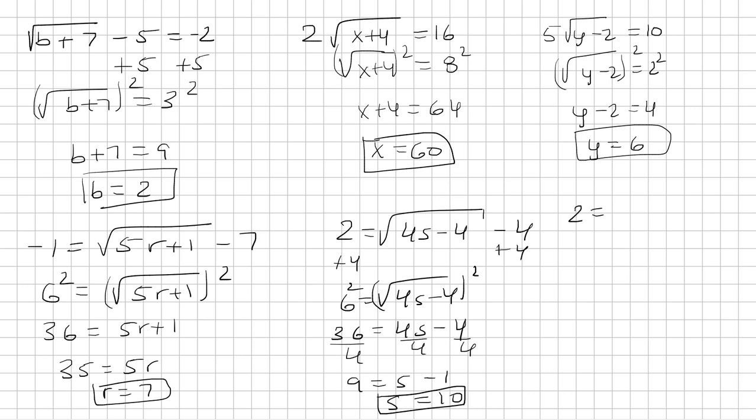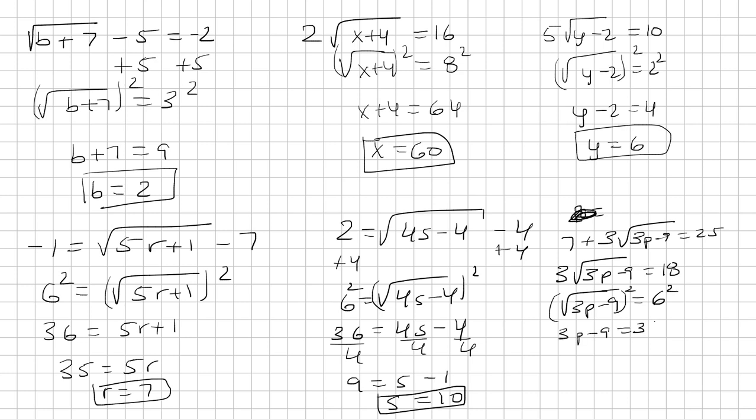Okay, next one is 7 plus 3 times the square root of 3p minus 9 is equal to 25. We'll subtract 7 on both sides. We have 3 times the square root of 3p minus 9 is equal to 18. Dividing by 3, we have the square root of 3p minus 9 is equal to 6. Now we'll square both sides to get rid of the square root. We have 3p minus 9 is equal to 36. Adding 9 to both sides, we have 3p is equal to 45. And then we'll divide both sides by 3 to get p is equal to 15.